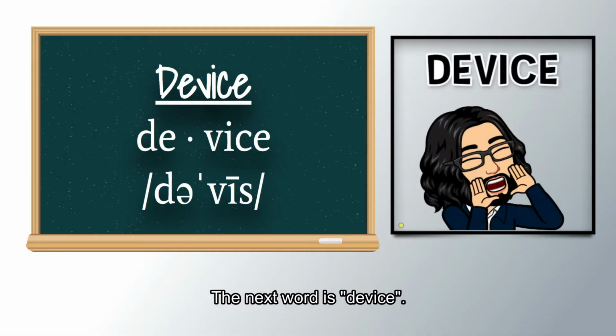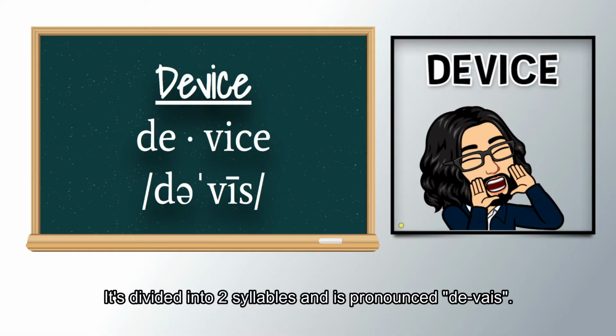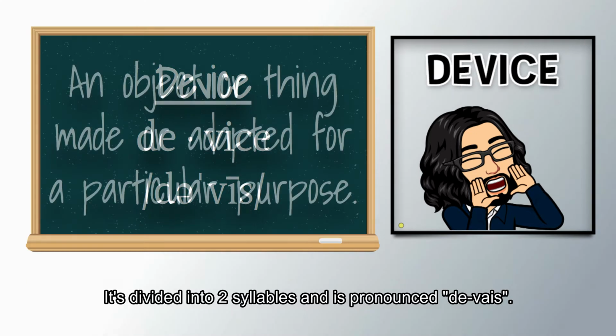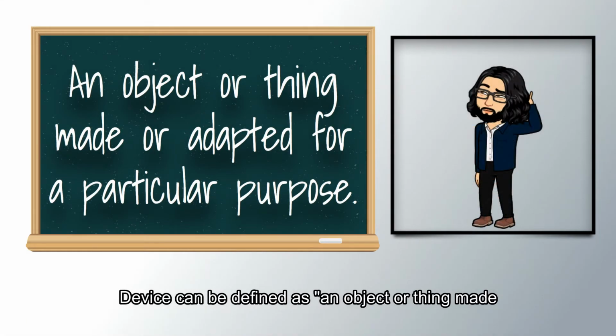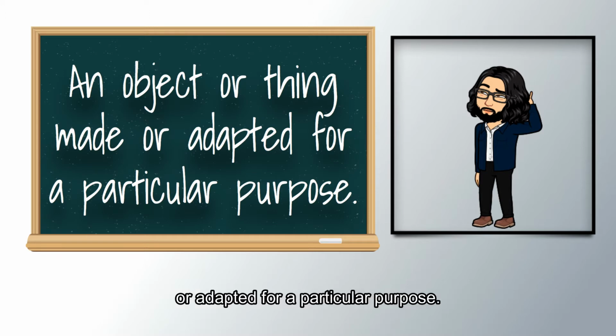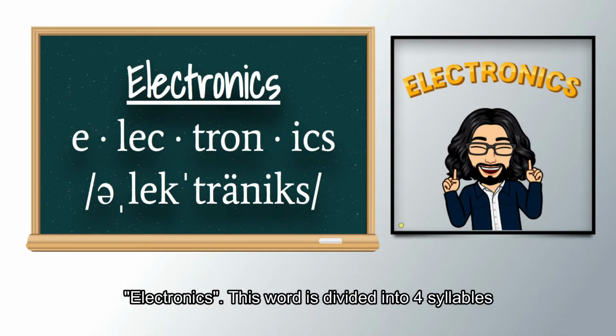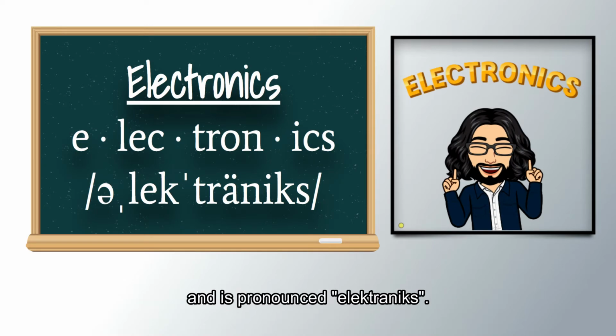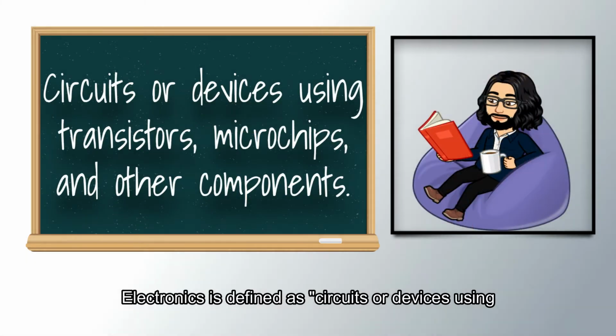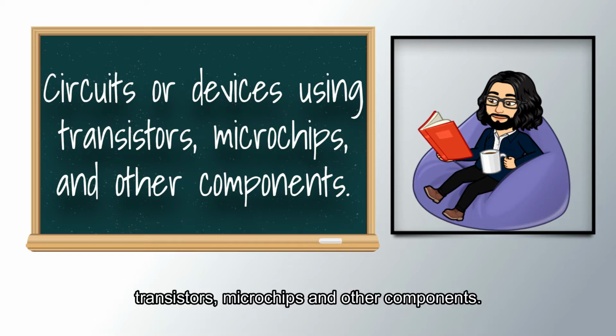The next word is device. It's divided into 2 syllables and is pronounced device. Device can be defined as an object or thing made or adapted for a particular purpose. Electronics. This word is divided into 4 syllables and is pronounced electronics. Electronics is defined as circuits or devices using transistors, microchips, and other components.